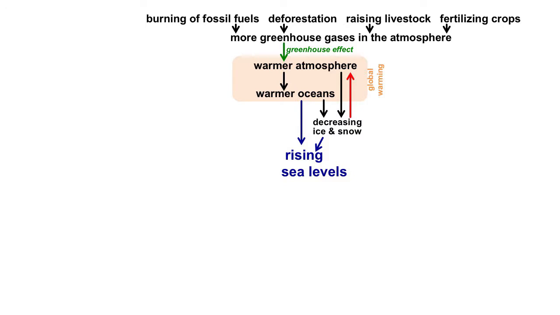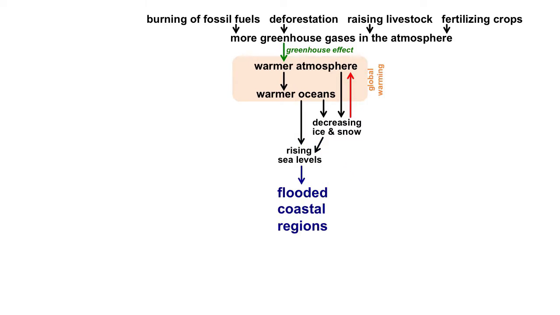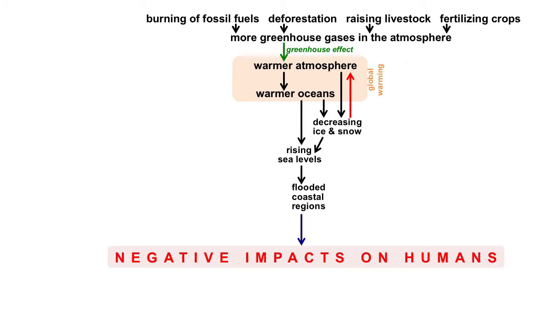Higher sea levels mean more frequent flooding of coastal regions. This is already being observed in many coastal areas around the world. Flooding has negative impacts on humans by the destruction of infrastructure. Some islands already had to be abandoned. In some cases, the flooding has led directly to the death of human beings.